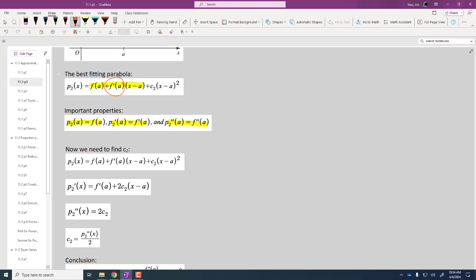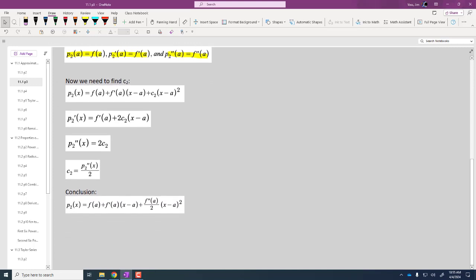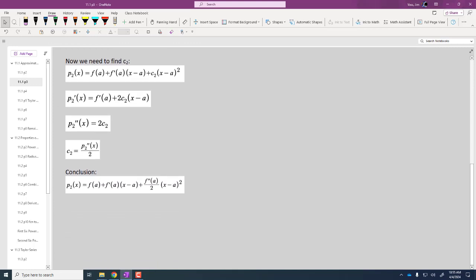Now we need to do a similar thing. We need to find this. What is that one equal to? All right, so that's what we're going to do. So we're going to take our general form of p sub 2, and we want to find what c sub 2 has to be to create this best quadratic approximation. So first I'm going to take the derivative. So I take the derivative of p sub 2. On the right, what's the derivative of f of a? 0. It's a constant. f of a is the value of the function. It's a number. So its derivative is 0.